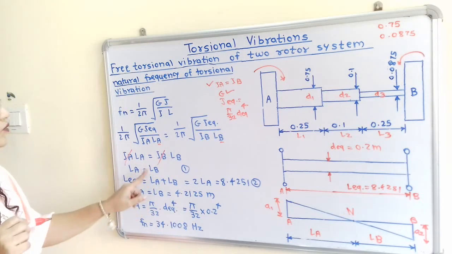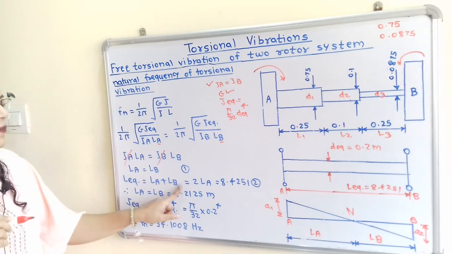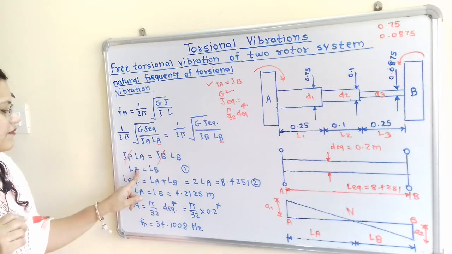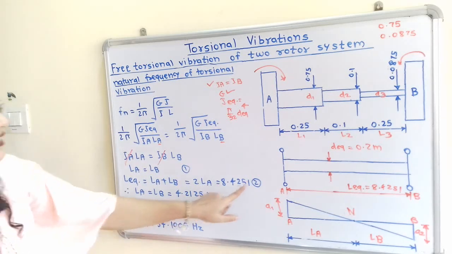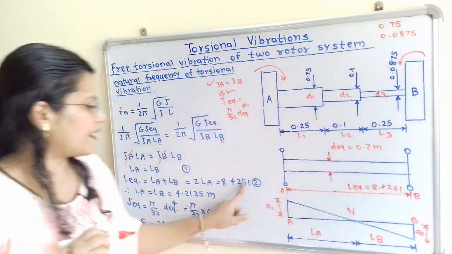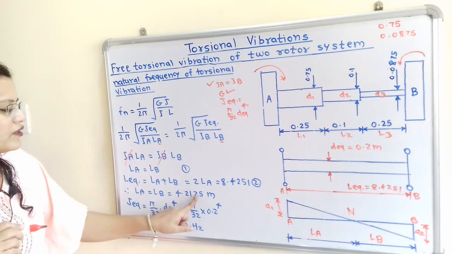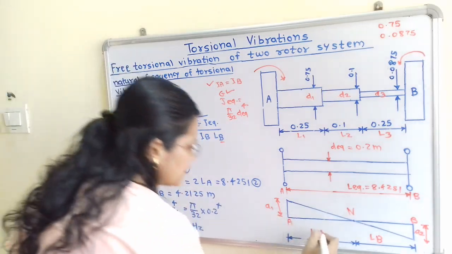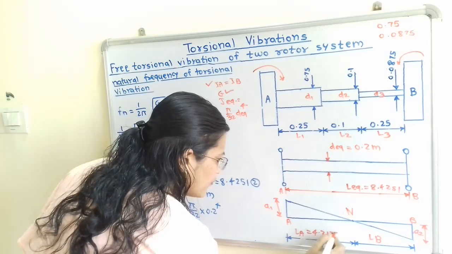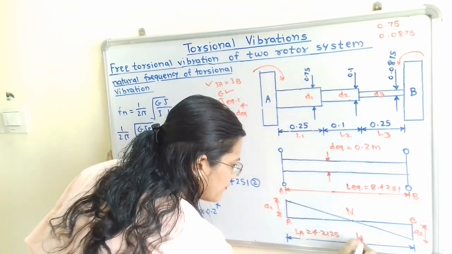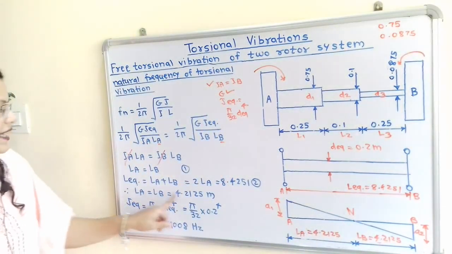So if we solve these two equations, that is LA is equal to LB and L equivalent is equal to LA plus LB. So instead of LB, if I put LA, then we will get L equivalent is equal to 2 times LA and L equivalent is 8.4251. So value of LA, that is value of LB, we will get 4.2125. So we can mention here LA is equal to 4.2125, and in the same way LB is also equal to 4.2125. So we will get LA and LB.